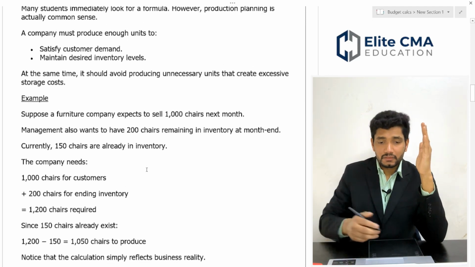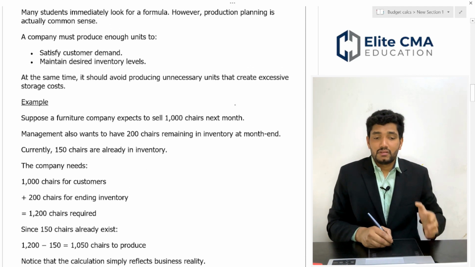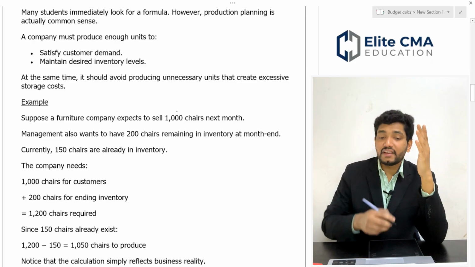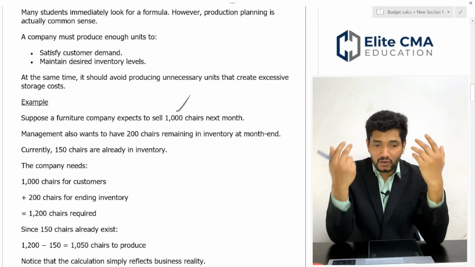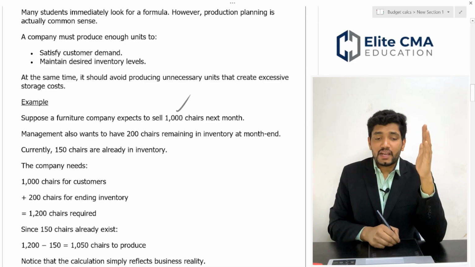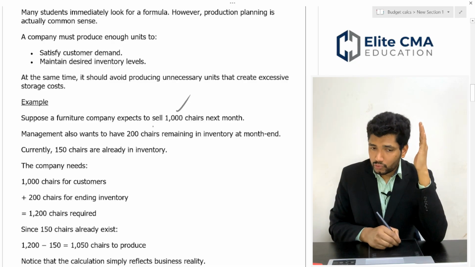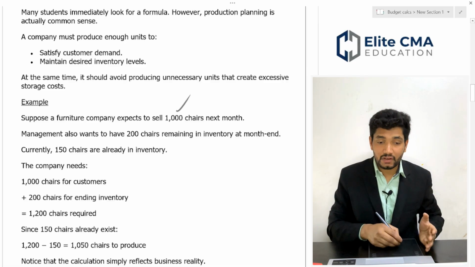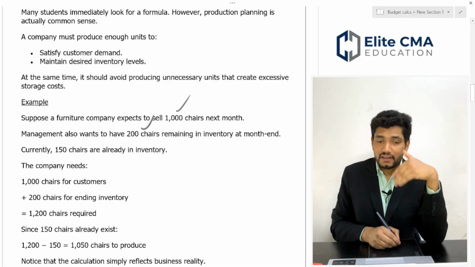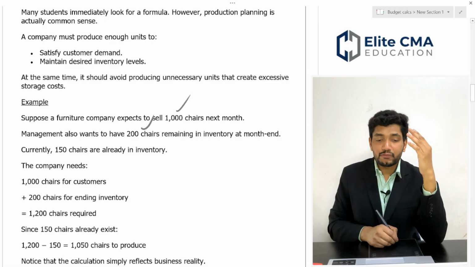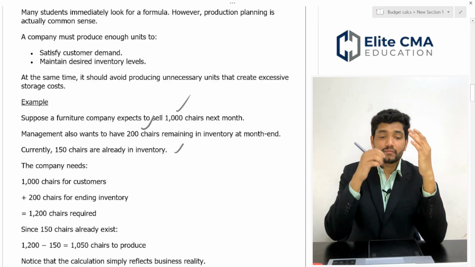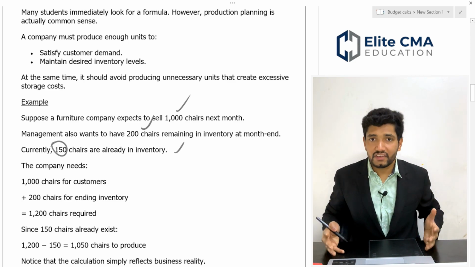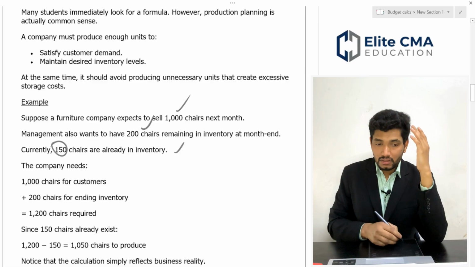Just take an example. Suppose a company expected to sell 1,000 chairs next month. This is their sales forecast. Again, the management wants to have 200 chairs remaining in inventory at the end of the month. So this is the ending inventory requirement, and currently 150 chairs are already in the inventory. This is the beginning inventory. So how many chairs does the company have to produce?